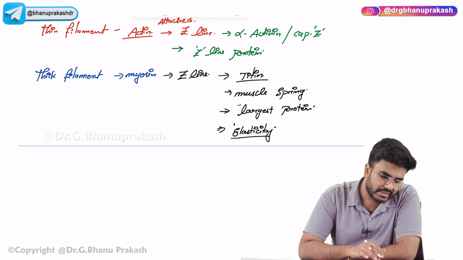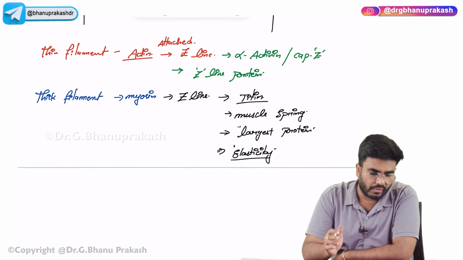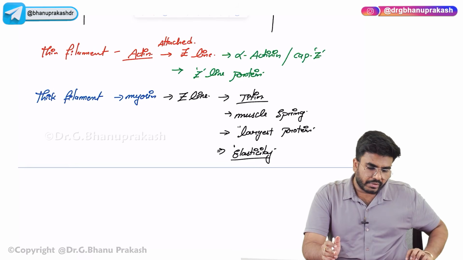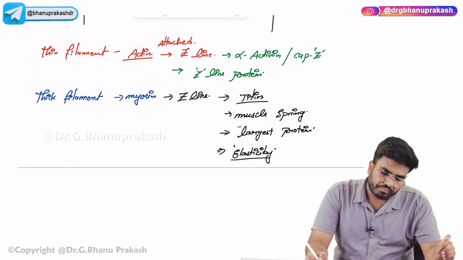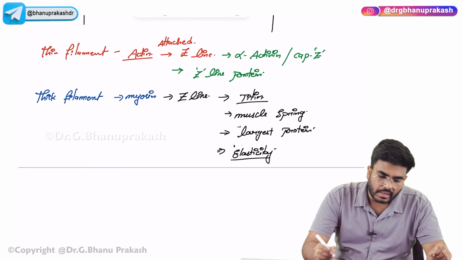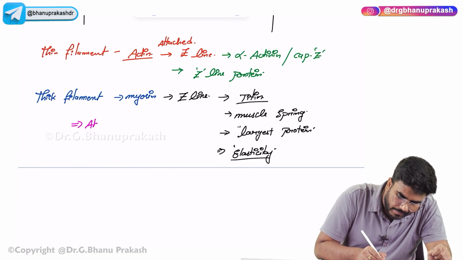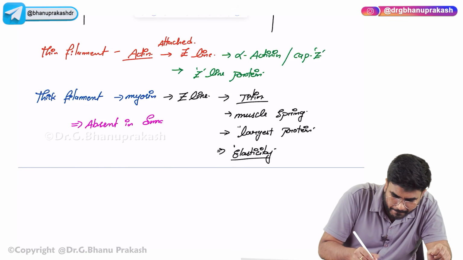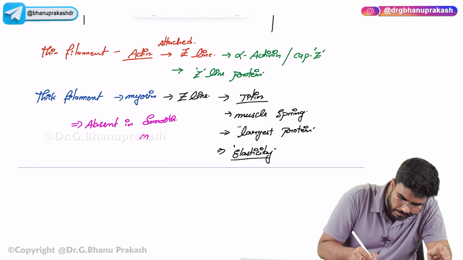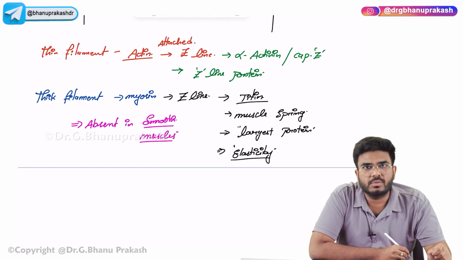So what are the important points? Actin is attached with the Z line with the help of alpha actinin. Myosin is attached with the Z line with the help of titin. And one point I want you to know: titin is absent in smooth muscles. It is not there in the smooth muscles.